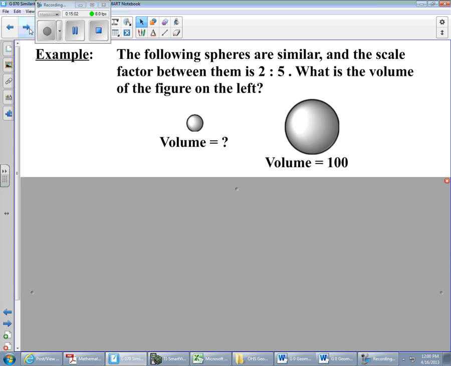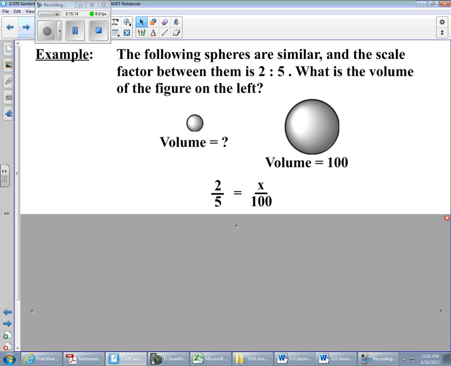Two spheres are similar. Scale factor between them is 2 to 5. What is the volume of the figure on the left? Okay, well, you've got 2 to 5. That's one of your ratios. And we've got unknown volume is to 100. That's your other ratio that you have there.